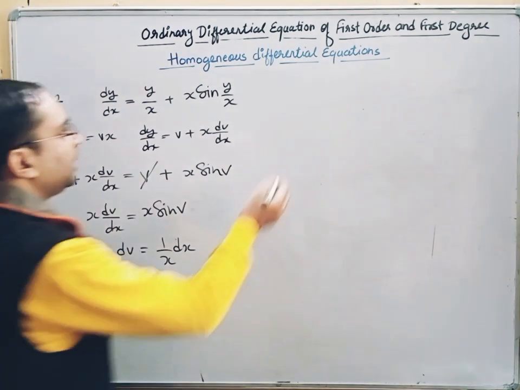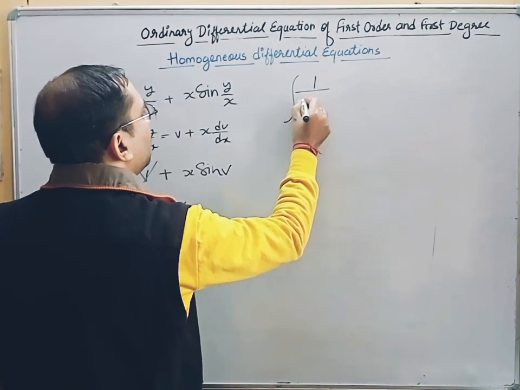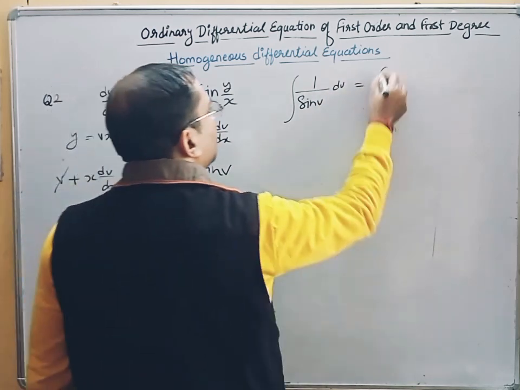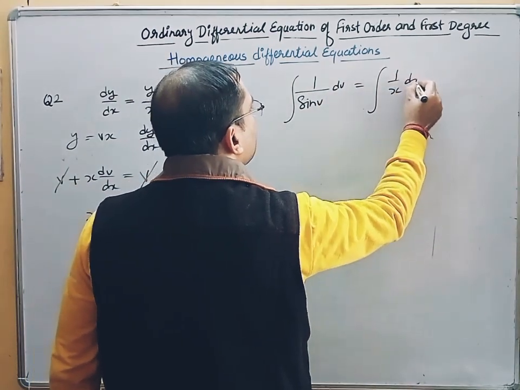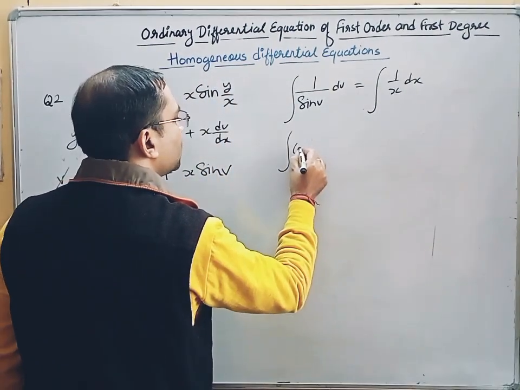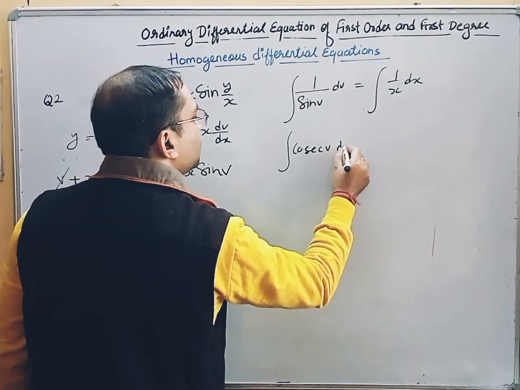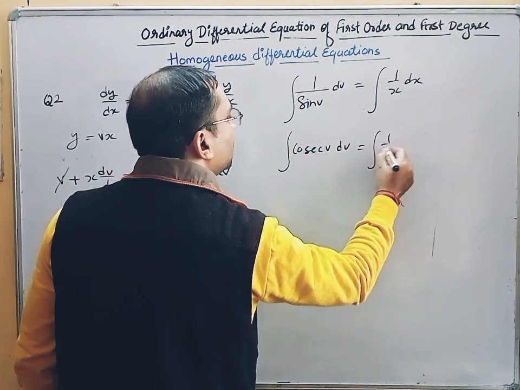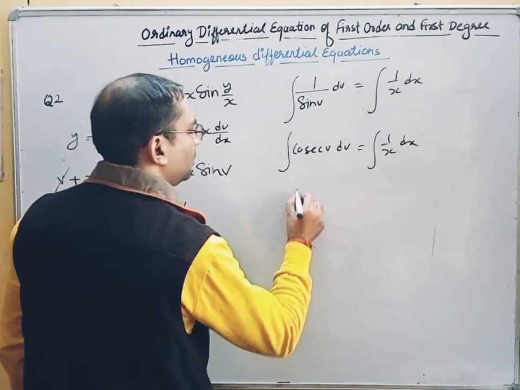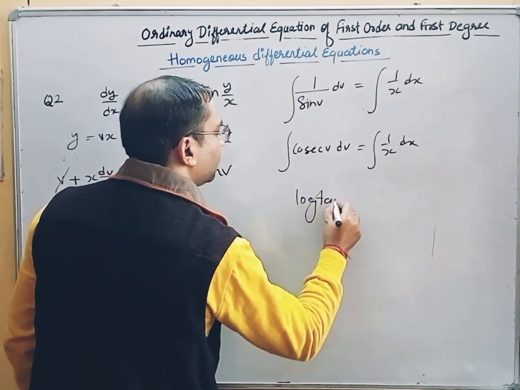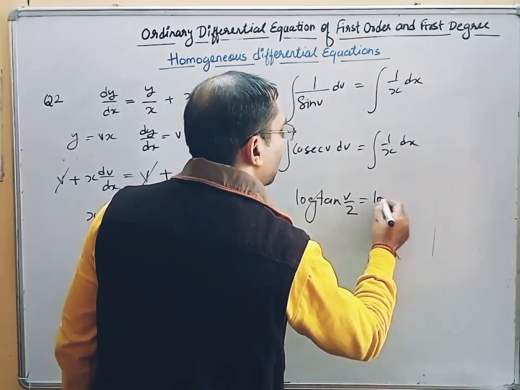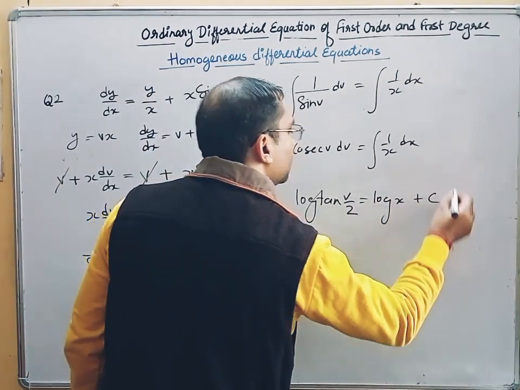So now integrating on the left hand side, this is integral 1 upon sin v dv. This is equal to integral 1 upon x dx. So this is integral cosec v dv is equal to integral 1 upon x dx, and the integral of cosec v is log tan v by 2, and on the right hand side this is log x plus c.